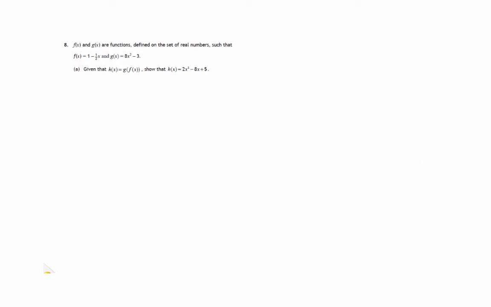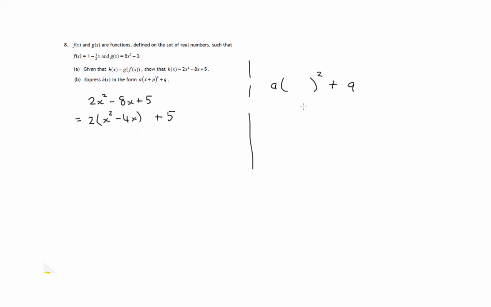So now let's move on to part B. We're now asked to rewrite this expression we got, 2x squared minus 8x plus 5, in a special form. Well, let's see how close we can get to that. Let's take out a factor of 2, not from the last constant term, but just from the first two. And keep in mind the type of thing that we're trying to get.